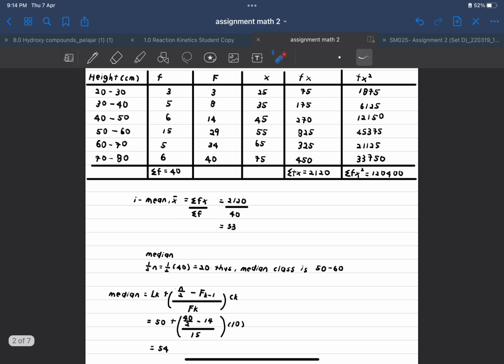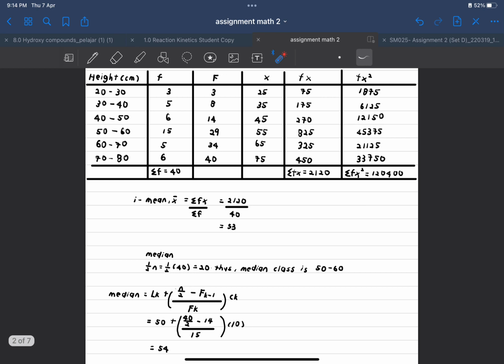Next is the median. How do we want to find the median? Before we find the median, we need to know the median class first. So how do we find the median class? We will do 1/2 n equals 1/2 times 40. So we will get the answer, which is 20. So we can see here the median class is between 50 to 60.